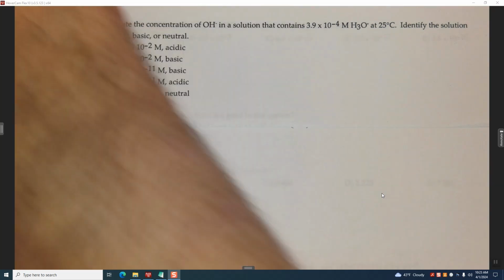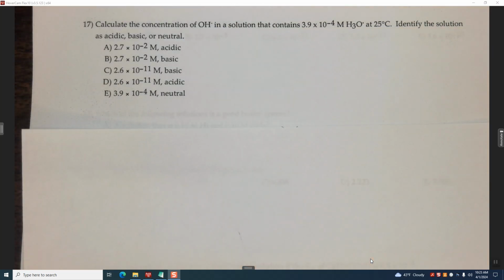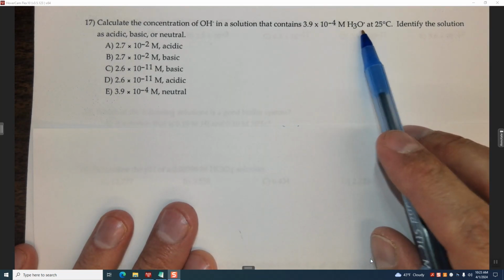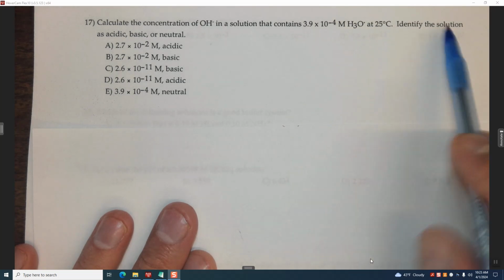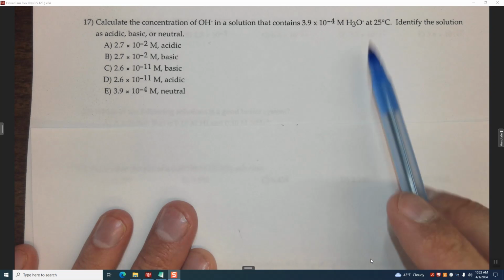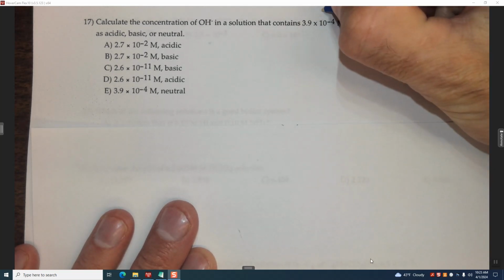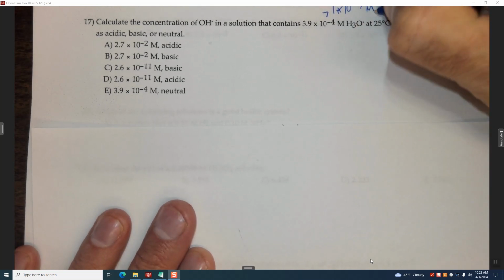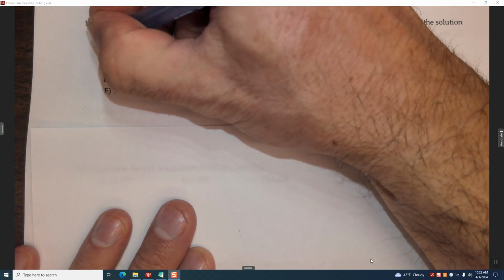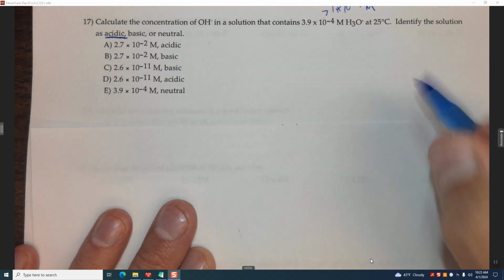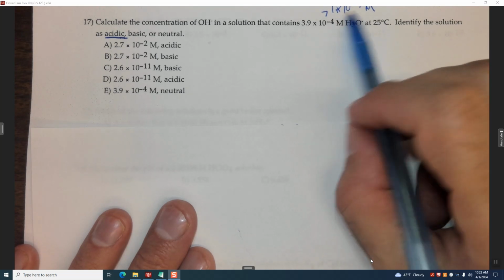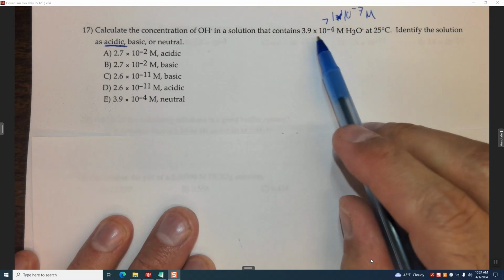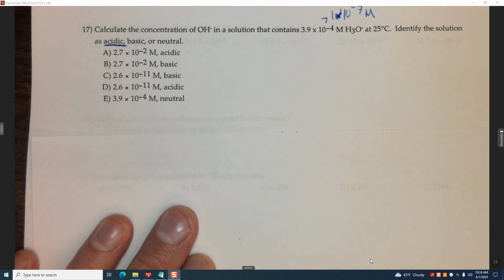Number 17 says, calculate the concentration of OH- in a solution that contains 3.9 times 10 to the minus 4 molar H3O+ at 25 degrees C. Identify the solution as acidic, basic, or neutral. So if we take a look at this, this number is greater than 1 times 10 to the negative 7 molar. So that means your solution is acidic. When a solution has H3O+ equal to 1 times 10 to the minus 7 molar, the solution is neutral. But when it's greater than 1 times 10 to the minus 7, the solution is acidic.